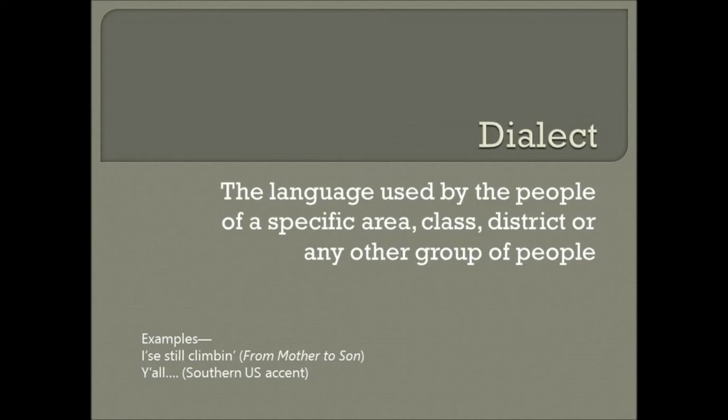Next one is dialect, which is the language used by the people of a specific area, class, district, or any other group of people. An example we've seen so far this year is in the poem From Mother to Son, where the narrator says, "Eyes still climbin'." And of course, another very popular example of dialect would be y'all, which is commonly found in the southern United States.